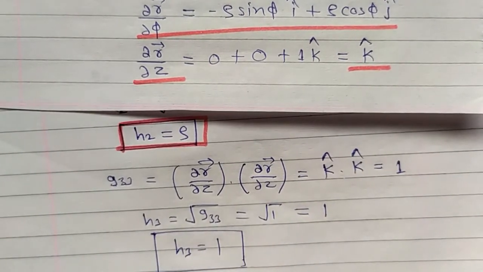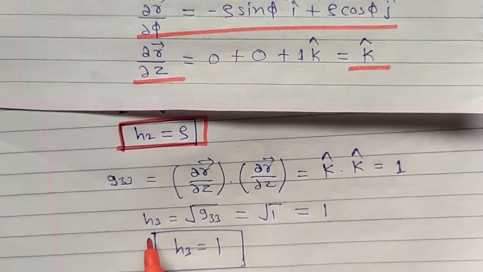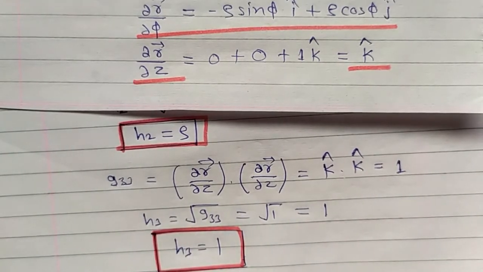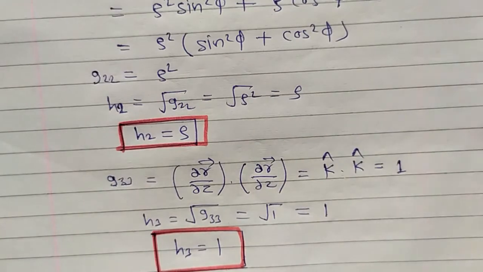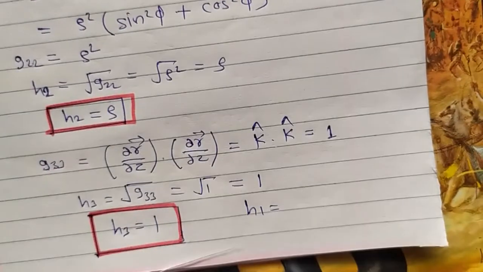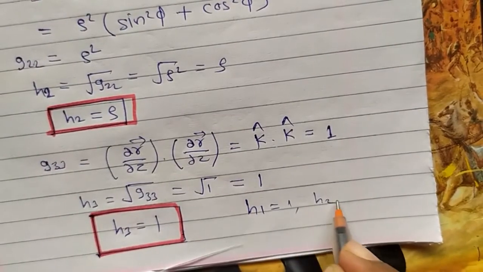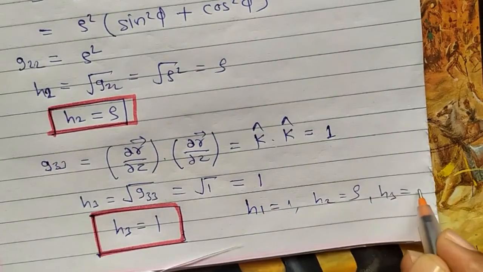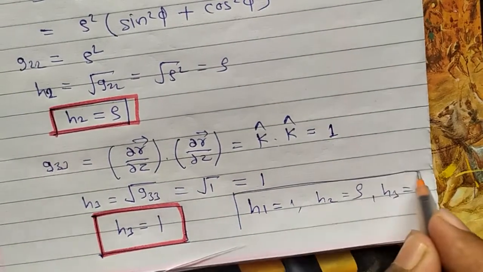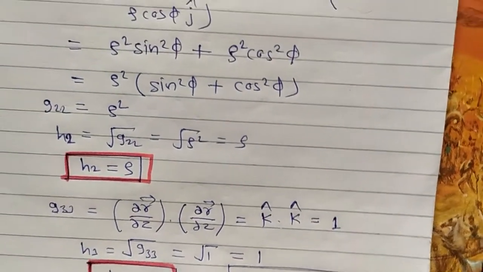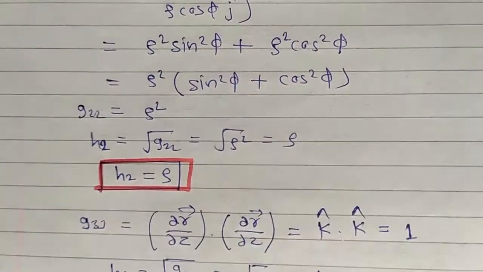Fine. I found the three scale factors. They are like this. h1 is equal to 1, h2 is rho, you can see here, and h3 is equal to 1. So these are our scale factors. Okay. We'll change the page.